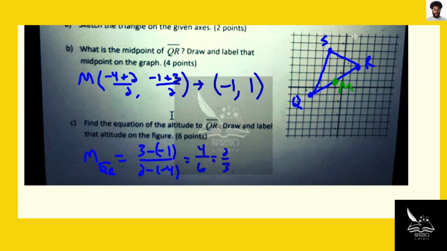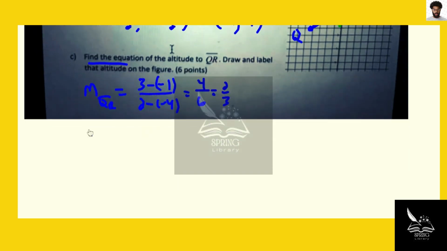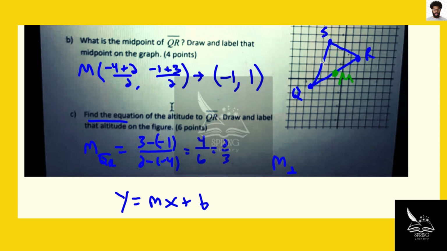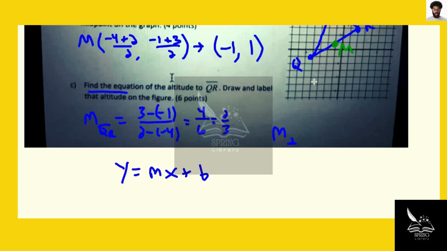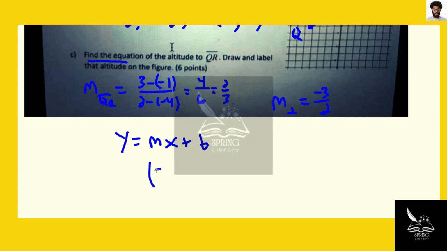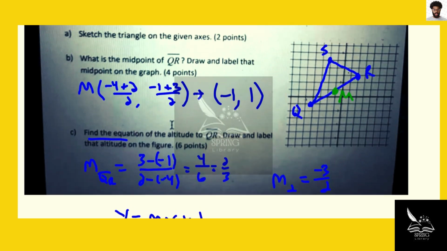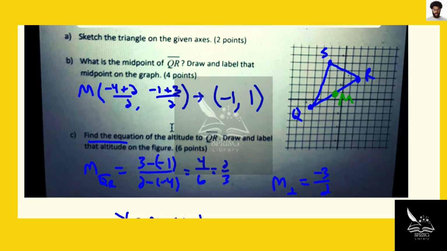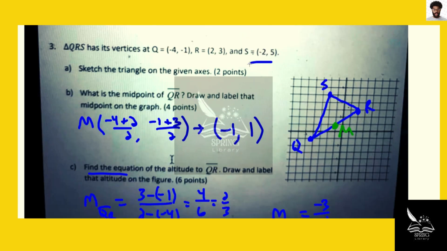What we would do is find an equation, which is y equals mx plus b. But we have to have the perpendicular slope to QR. Has to be perpendicular. The altitude is always perpendicular to that side. And the perpendicular slope is the opposite reciprocal, which would be -3/2. So we're going to use -3/2 for the slope. And then it has to go through the point S, which is at -2, 5.